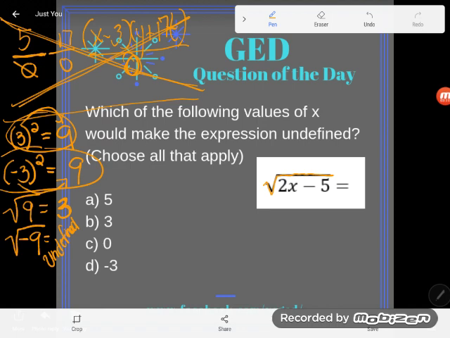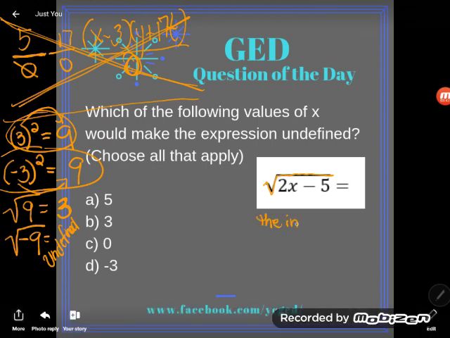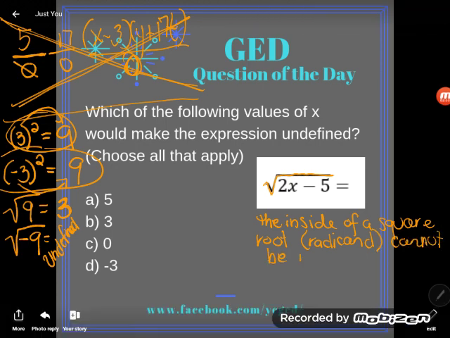And so the basic point, this is the thing you need to write down if you are tuning out on me, is that the inside of a square root has a name. It's called the radicand. It cannot be negative. Now you might say, Kate, how in the world? If it's negative, then it's undefined. Negative equals undefined. So now they asked me to find the values that it can't be, the values that would make it undefined.